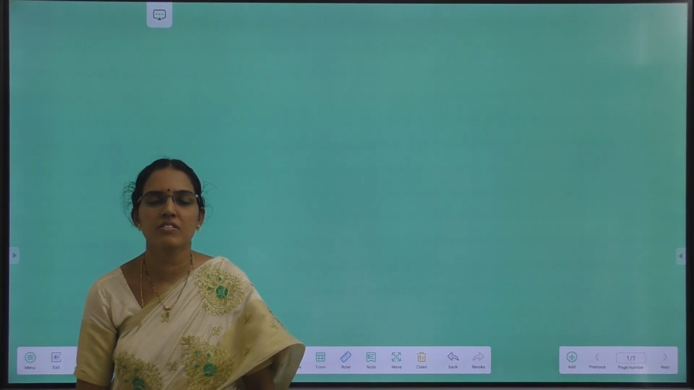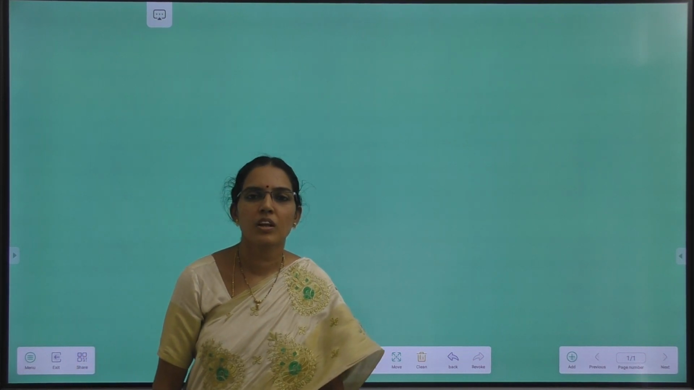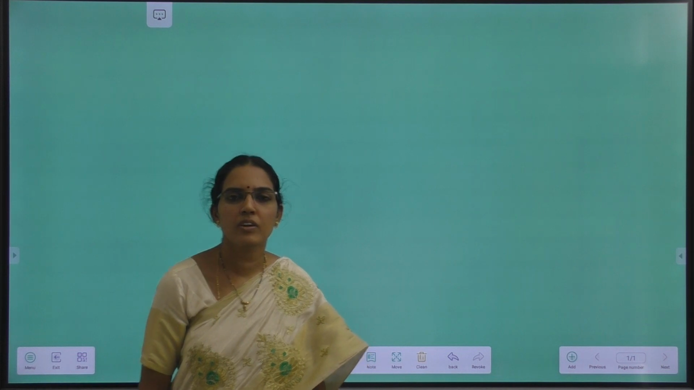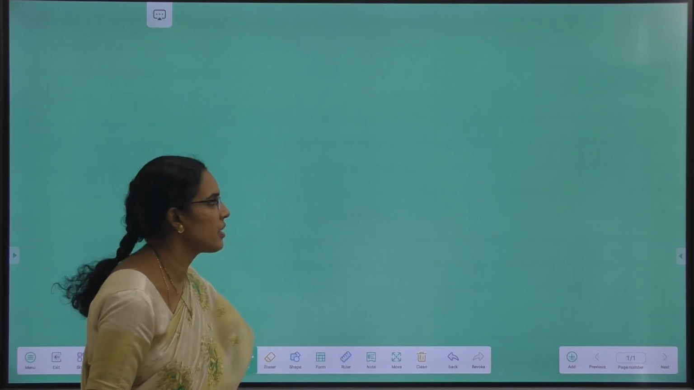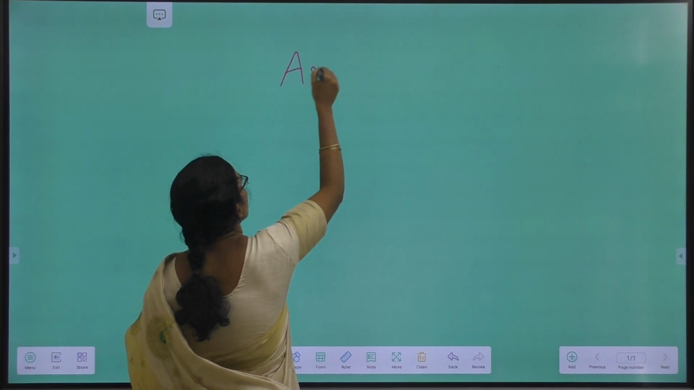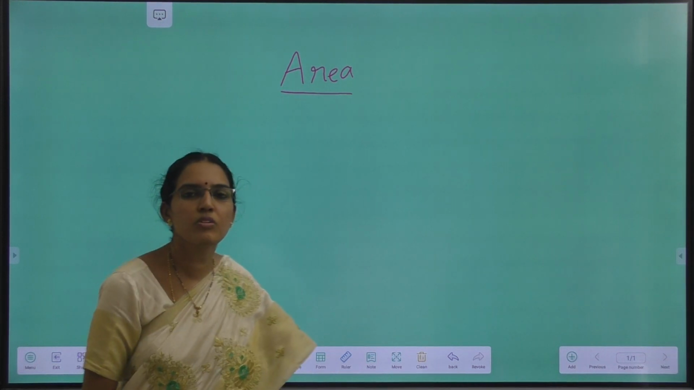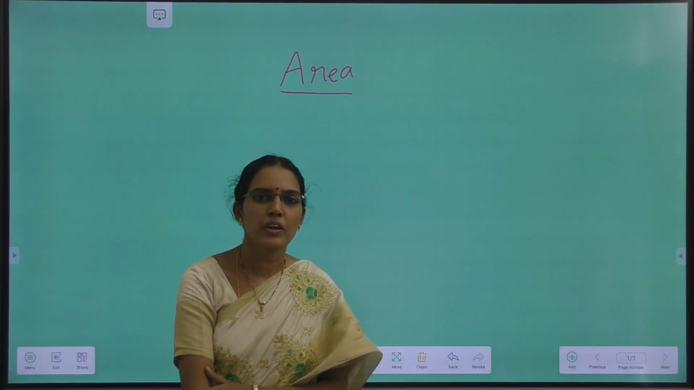We already discussed the perimeter in the mensuration chapter. Perimeter is the total length of the boundary. Now today we are discussing the area in detail. What is area? Area is the amount of surface enclosed by a closed figure. We call it area.